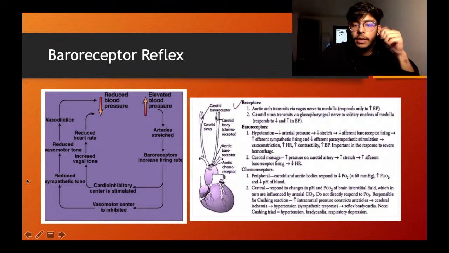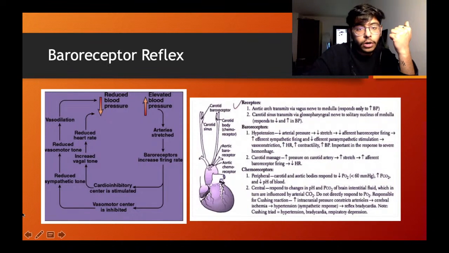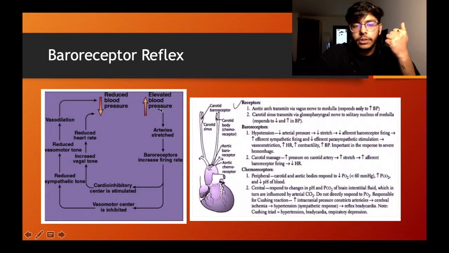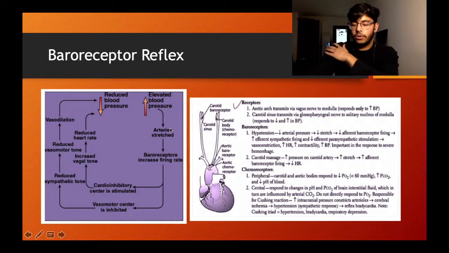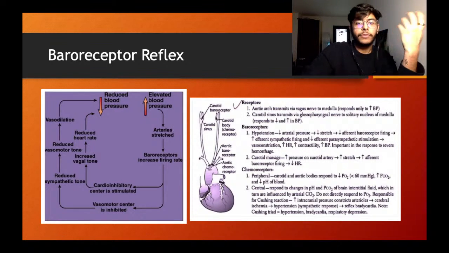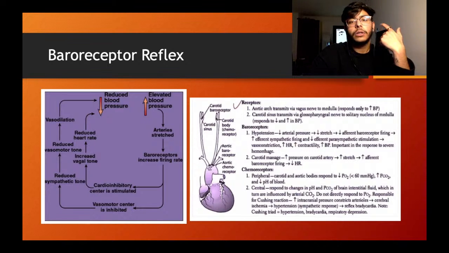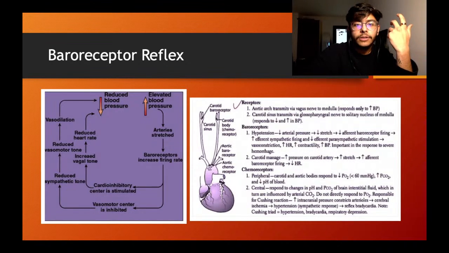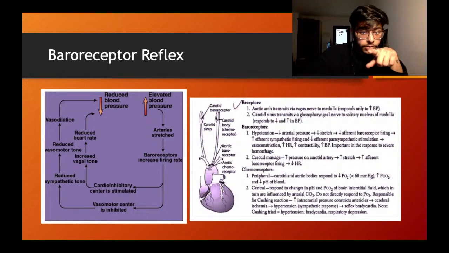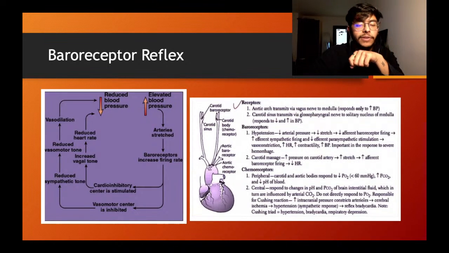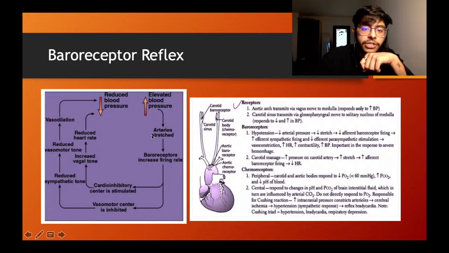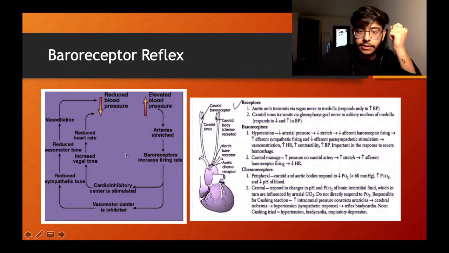What do they do? They sense a change in the pressure in arteries. So if I'm in a situation where I'm in hypertension or elevated blood pressure, let's go with that, my arteries all around are going to feel the change, but the one that is going to inform us of the increased blood pressure is the baroreceptor reflex. So the arteries stretch, the baroreceptors start increasing their firing rate.